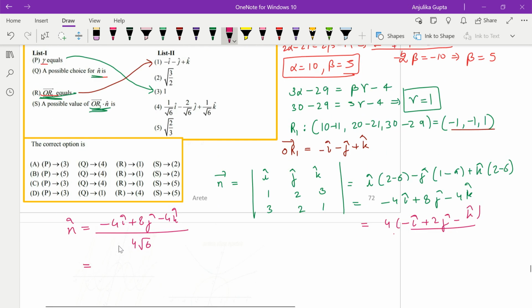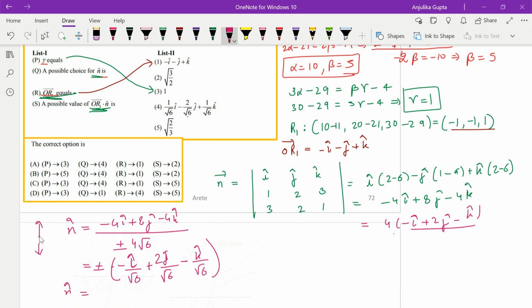Okay, plus or minus, I could do. Plus or minus 4 root 6. So what do I get? Let me write plus or minus outside. I get i upon root 6, plus 2j upon root 6, and then minus k upon root 6. Either a plus or a minus. Yeah, this is the same if you take a minus sign, because plus means one direction and minus means the opposite direction, and both are unit vectors. So i upon root 6, minus 2j upon root 6, and plus k upon root 6. That is one of the vectors, and a possible choice could be this also.